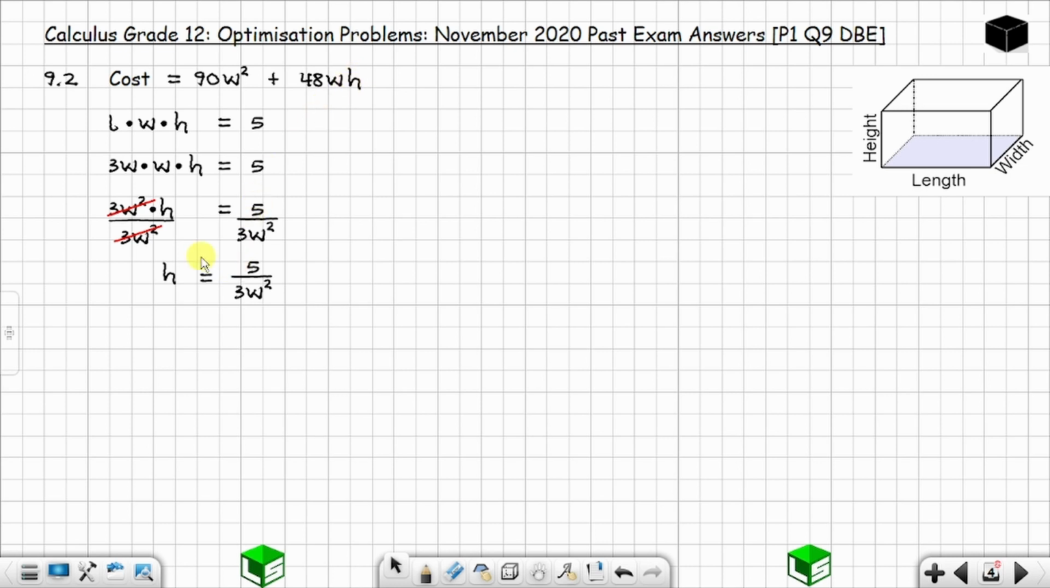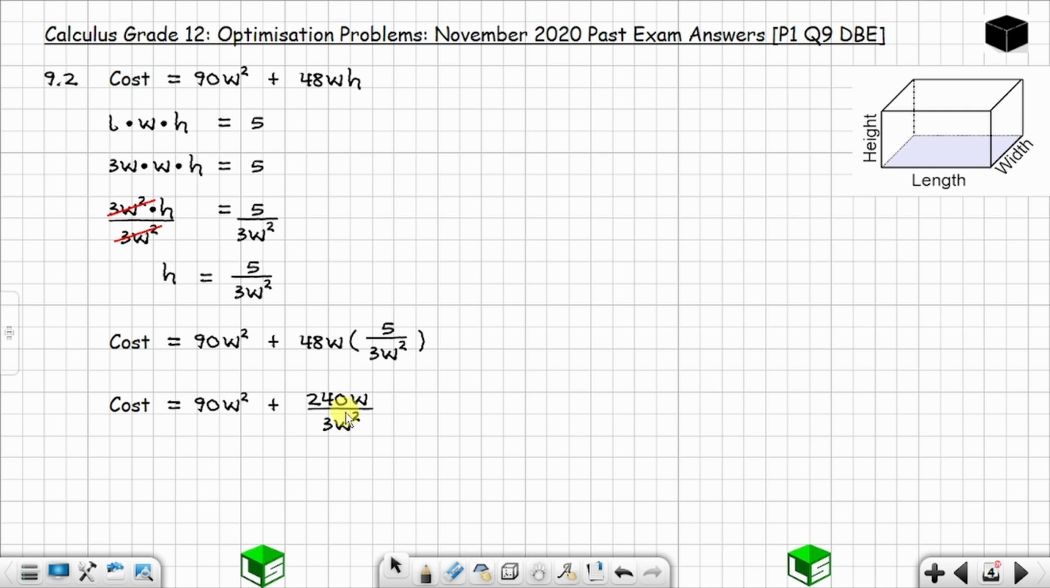Okay, so let's plug the height, h, inside there. So the cost is equal to 90w squared plus 48w times the height. Let's replace the height with what we found. Okay, this is what we found. I hope you can see that. And you carry on, the cost is equal to 90w squared plus, when you take this 48 times 5, it will give you 240, and then we have w there, so it will be 240w, over this 3w squared. Okay, I hope you can see that.